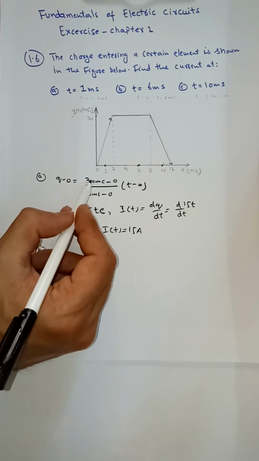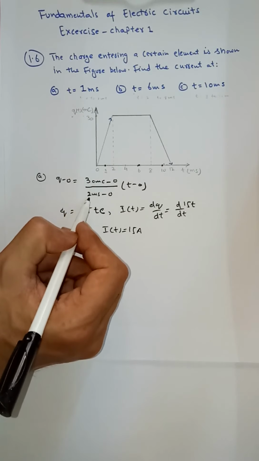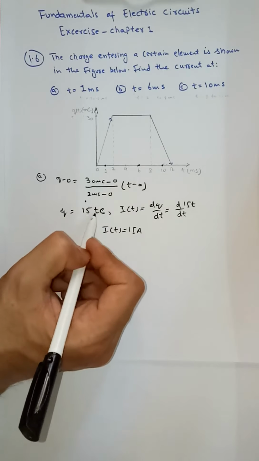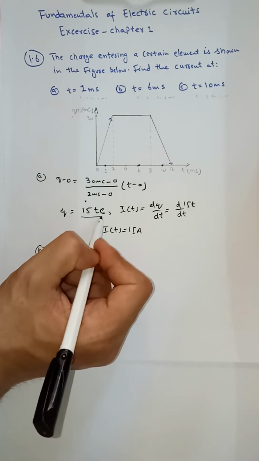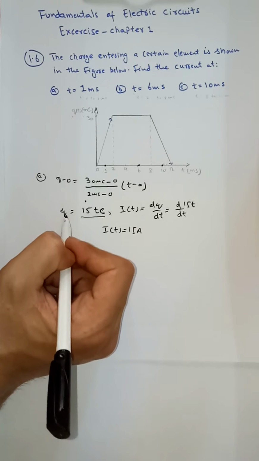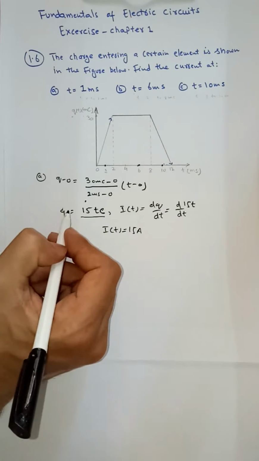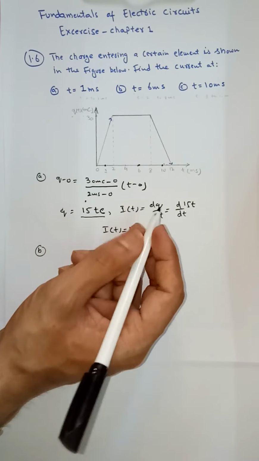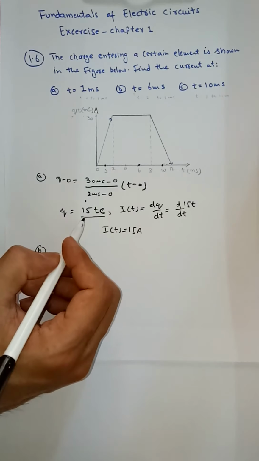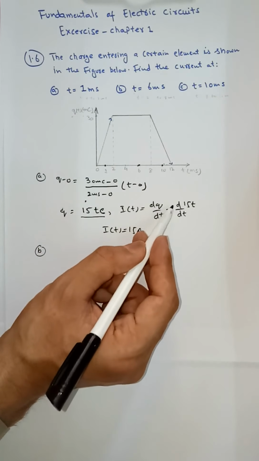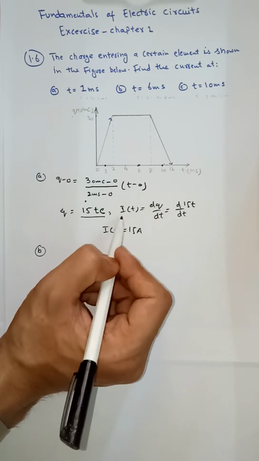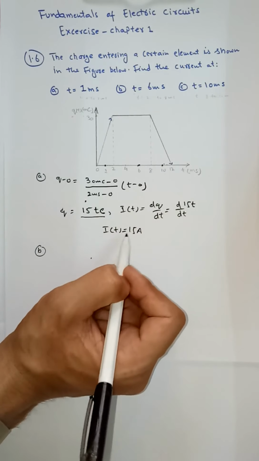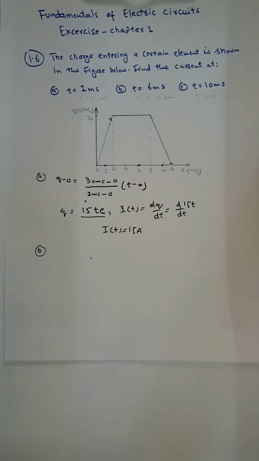So 30 millicoulomb divided by 2 millisecond is equal to 15. We can simply write q of t is equal to 15t. Then by putting this in the formula, i equals dq by dt, putting 15t here, we get i of t is equal to 15 ampere, sorry, not milliampere, because you can cross this.